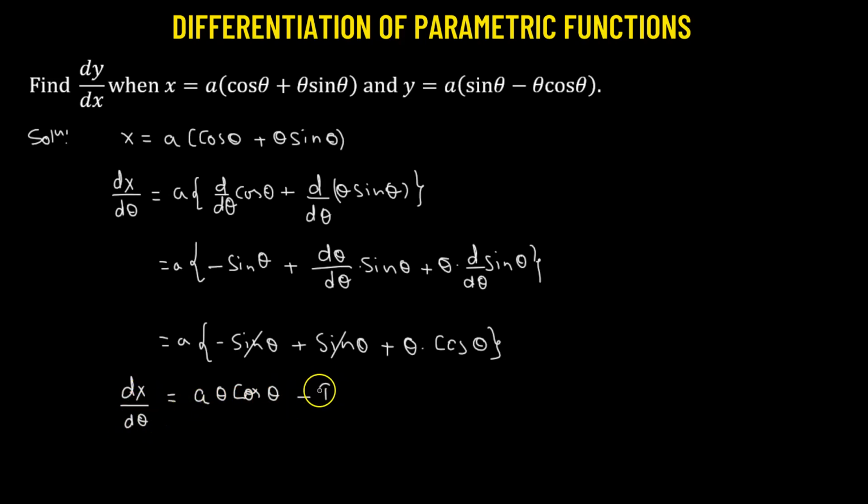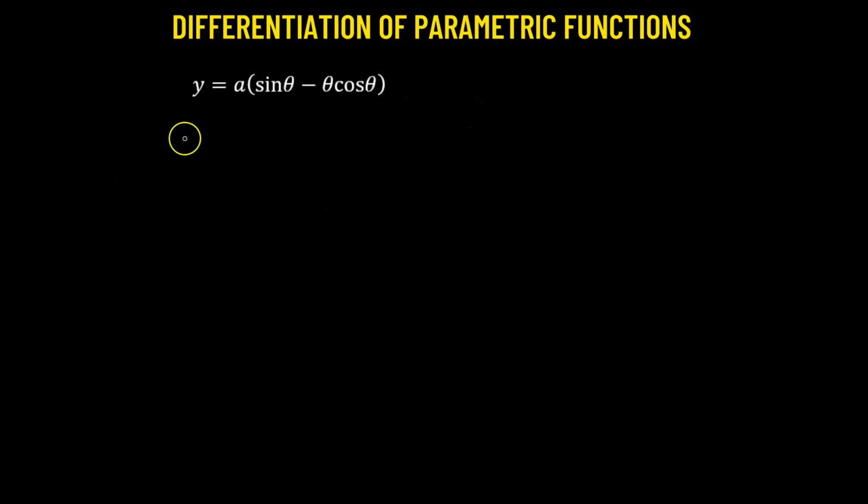So we're going to label this as equation number 1. Next, we will start with the parametric form of y, which is a times sine theta minus theta cos theta. Now we'll take the derivative on both sides with respect to theta. So we have the derivative of y with respect to theta, that will be equal to a multiplied to the derivative with respect to theta of sine theta minus the derivative with respect to theta of theta times cosine theta.